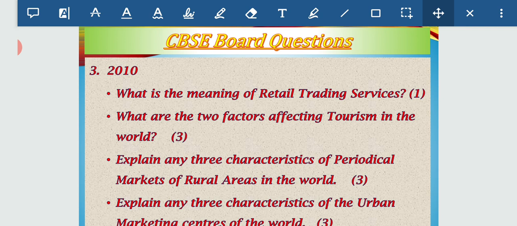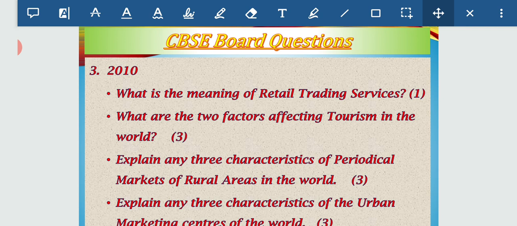Then the local people from surrounding villages meet and fulfill their accumulated demands. Okay? And thirdly, the periodic markets may be in the form of wholesale trading as well as retailing. And in rural places of a country like India, we have haats or mandis, maybe once in a week or twice in a week. Okay? So, in this way these are the characteristics or features of periodic markets of the rural areas in the world.